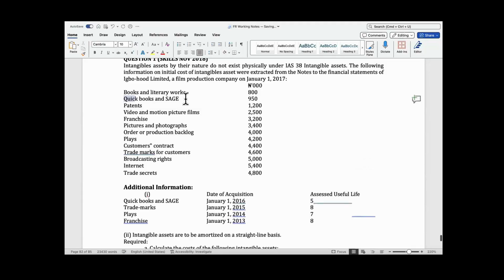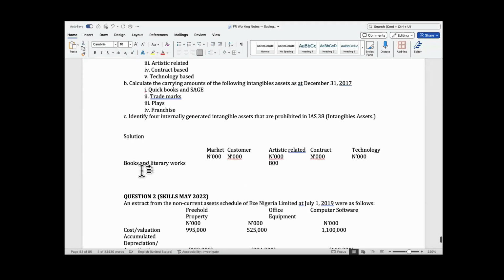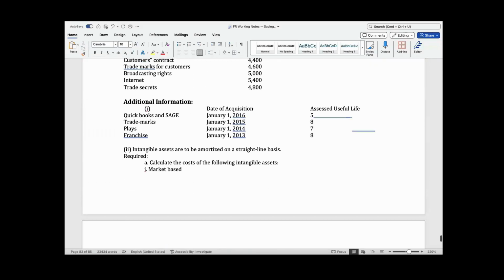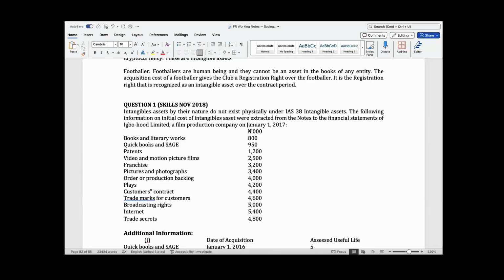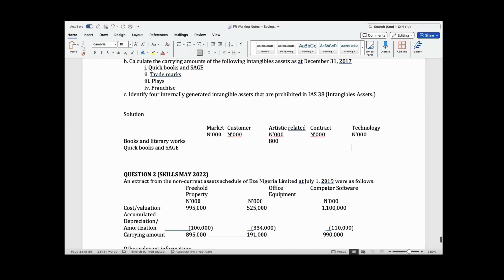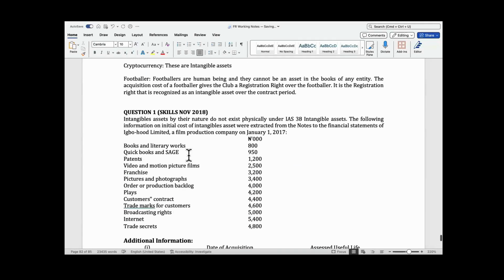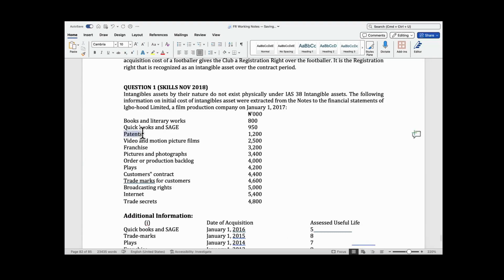What about QuickBooks and Sage? That's technology. Yeah, it should be technology. And how much is it? 950. What about patents?